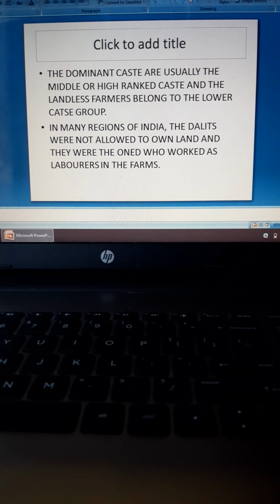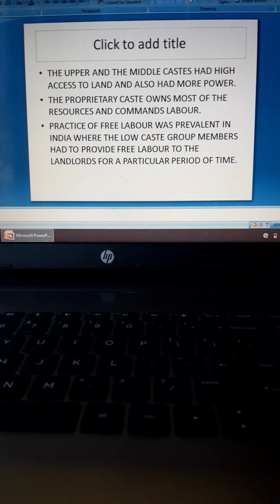And then the landless farmers, the farmers who worked in the land of these people and did all the labor, belong to the lower caste. In many regions of India, the Dalits were not allowed to own land, and they were the ones who worked as laborers in the farms. So the Dalits, the untouchables, the caste group which was kept outside the structure of social stratification or the caste system, were not allowed to own land, and they used their physical labor for agricultural production in the land of the dominant caste.